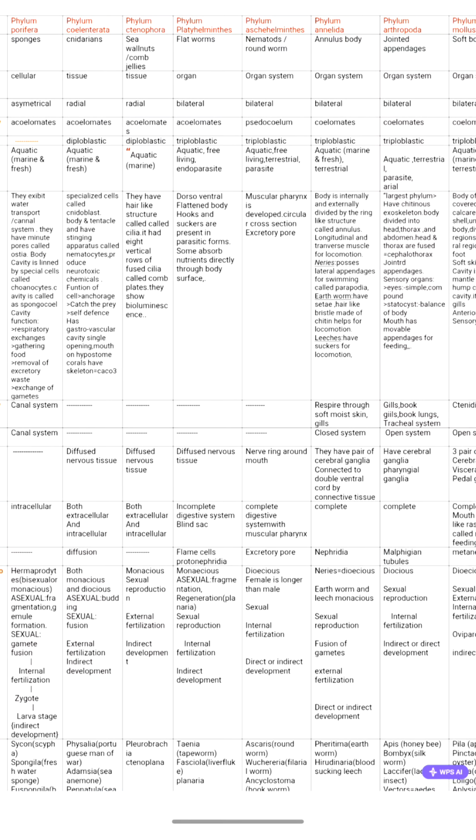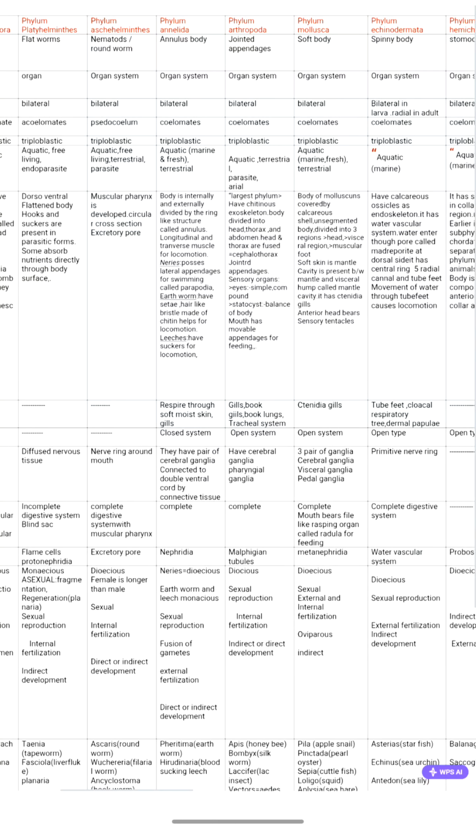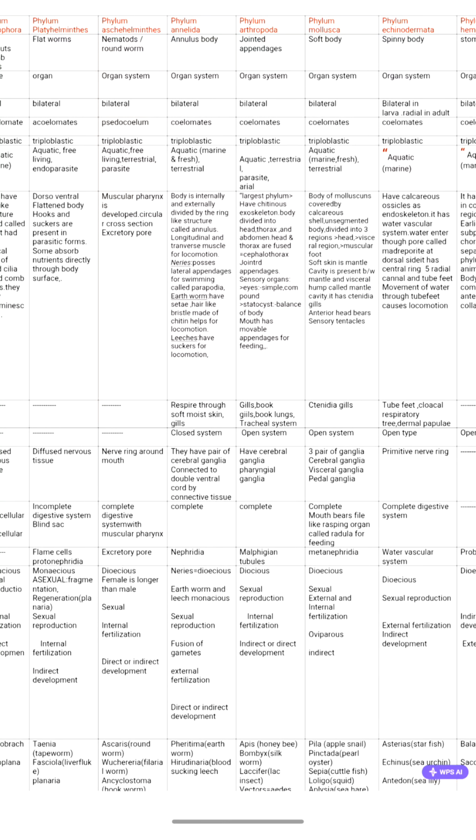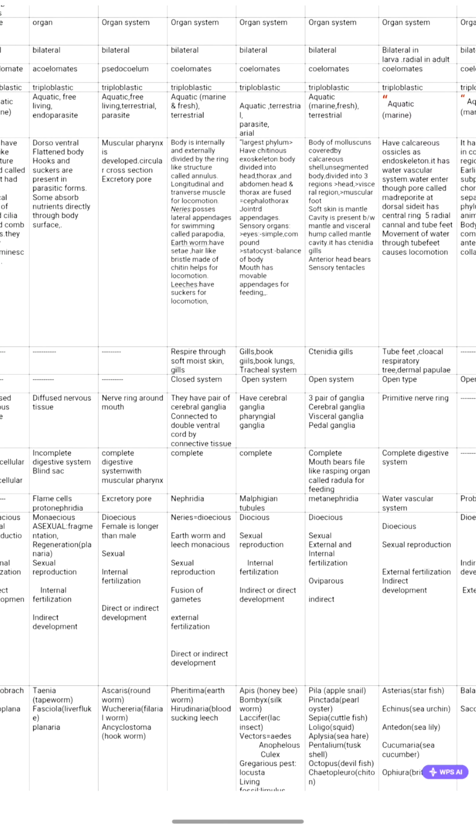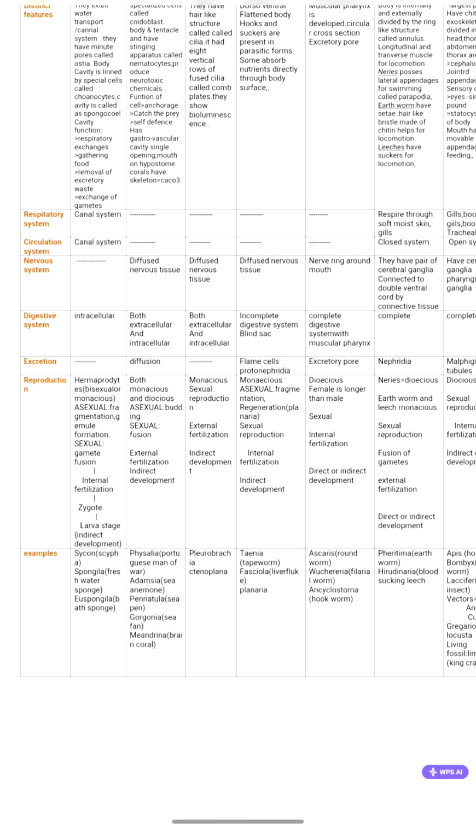The incomplete digestive system, which is also called a blind sac, which is very important, is present only in the platyhelminthes. The remaining rest everything has the complete digestive system. But in the case of mollusca, I have explained some more points, that is the mouth has a rasping organ, a file-like structure which is called radula, which helps in feeding. All the points I have covered, guys. If you read this and all these things are there in your mind, you are perfect.